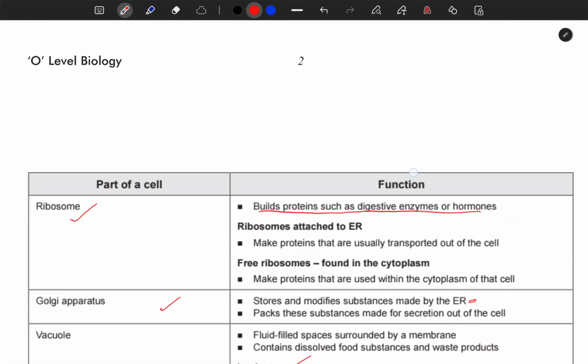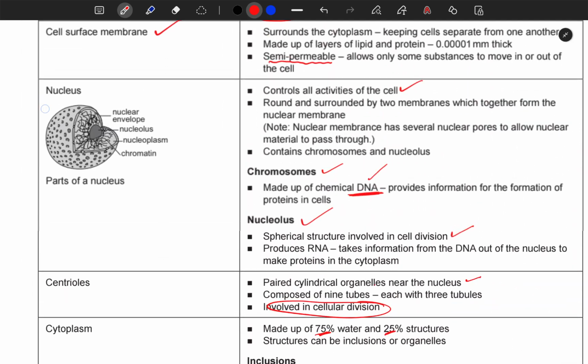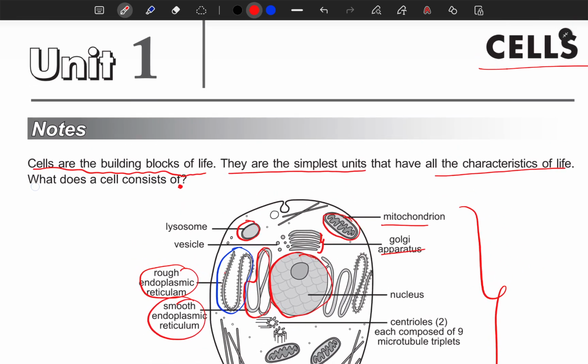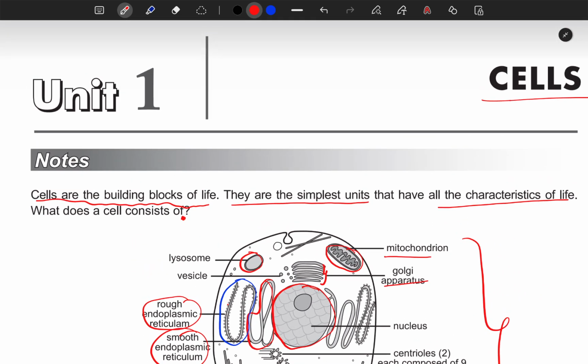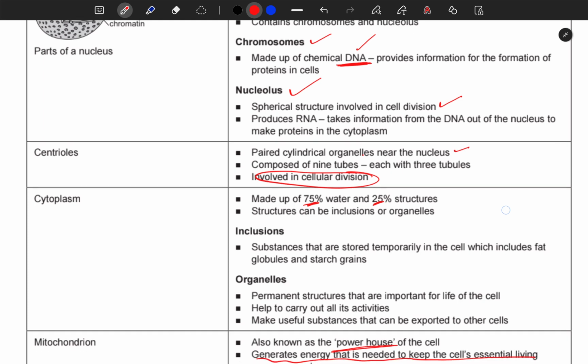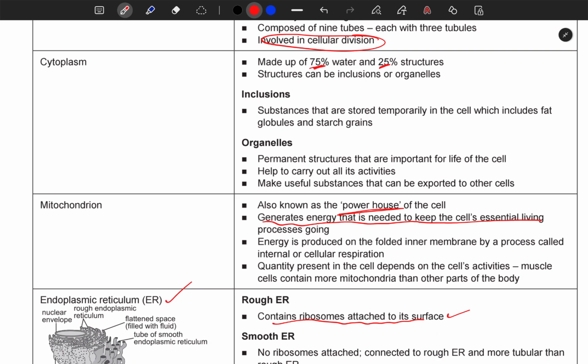So basically, about life, cells, biology, Unit 1, that's what you need to know. Of course, there's more about cells, like cell organization and cell specialization. But for now, it's just the basic part that you need to have before even knowing anything else.